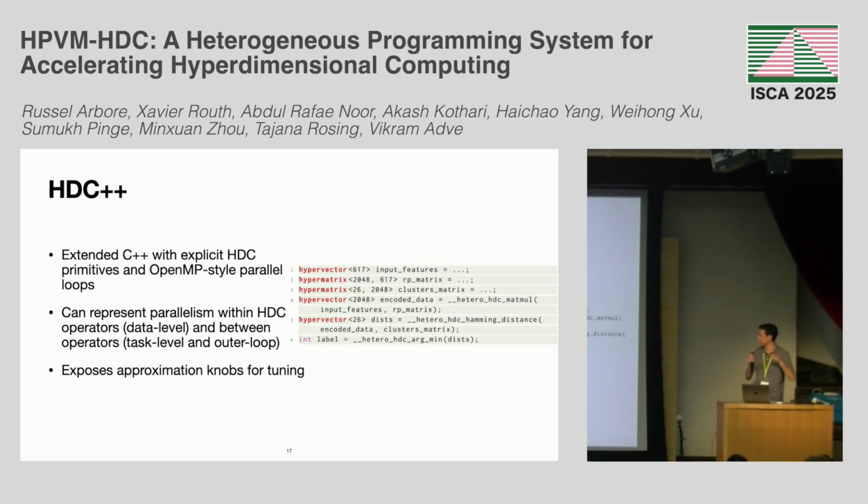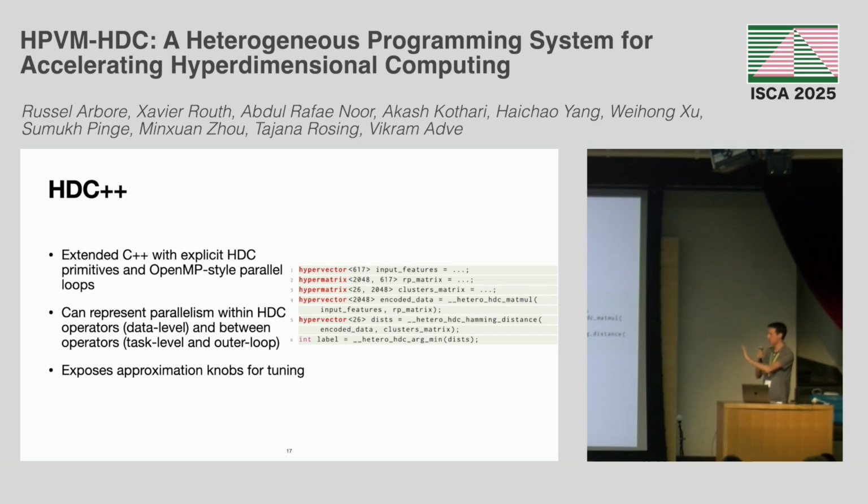So first, I'll go over HDC++, which is basically an extended version of C++ with primitives for representing HDC operations, and also primitives for expressing OpenMP-style parallel loops that are generic and not specific at all to HDC. And this is crucial because in HDC applications, you might have parallelism that's intra-operator, as in a Hamming distance operator. There's inherent parallelism within that calculation. But you also might have inter-operator parallelism. You might have some parallel loop that contains HDC primitives, and we can represent that as well in our language.